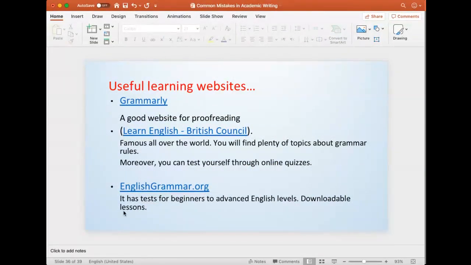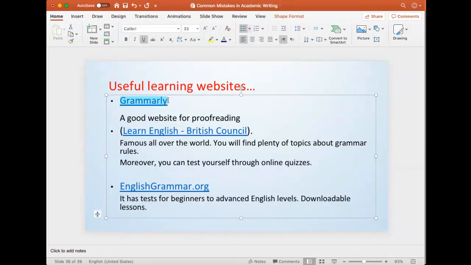And these are some useful websites that I brought for you. This is Grammarly. You can post your writing there and it can proofread it for free. Sometimes you might pay extra money for additional services, but you can use the free version for basics. There is another link here, Learn English from the British Council. It's famous all over the world. You will find plenty of topics about grammar rules, and you can test yourself.